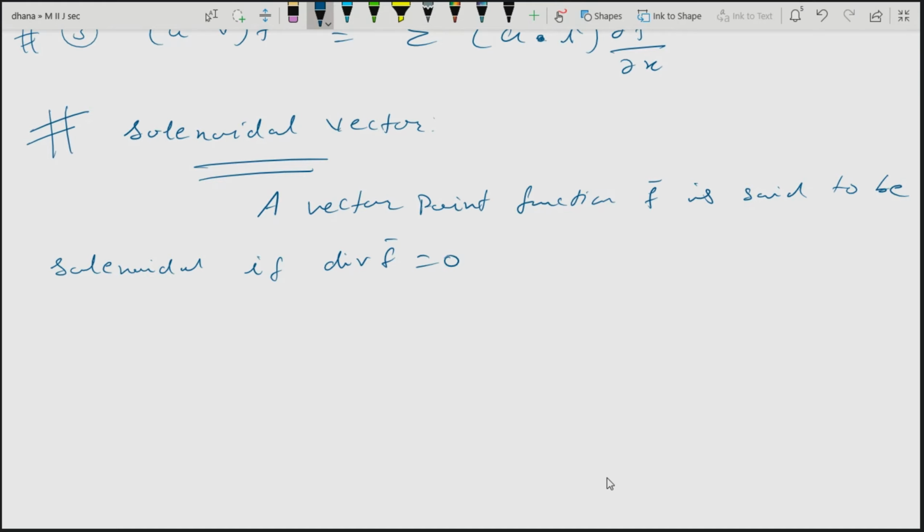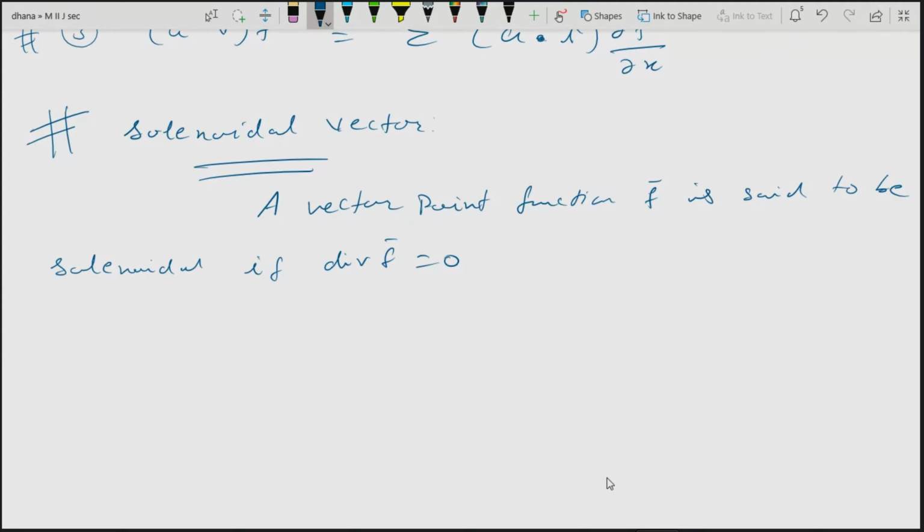And the other way is, if divergence of F bar is equal to 0, then you can say that the vector is solenoidal. Again, this statement is an if and only if condition. If it is given a solenoidal vector, then for sure divergence of F bar will be equal to 0. This is one statement. Another statement is, if divergence of F bar is equal to 0, then the vector is a solenoidal vector. Got it?